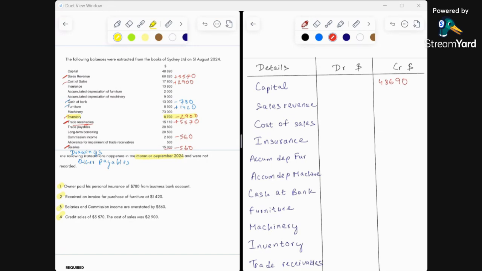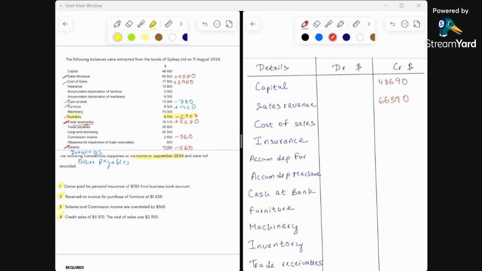Next, we have got the sales revenue, and by default, all revenues when they increase are credited. So we have got an adjustment here, which is to add 5,570 to 60,820. I'm just going to bring my calculator up. So it's 66,390 for sales revenue. And like we have discussed, revenue by default is always credited, which means we will show it on the credit side.